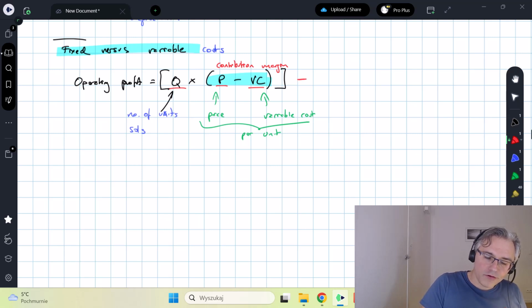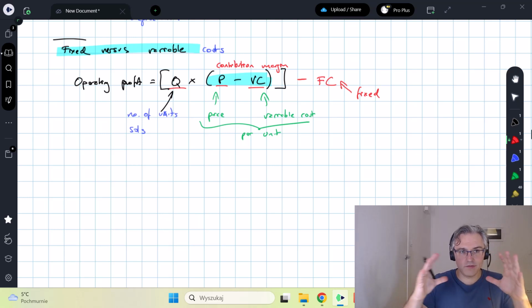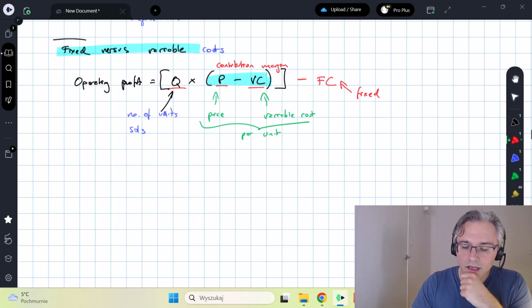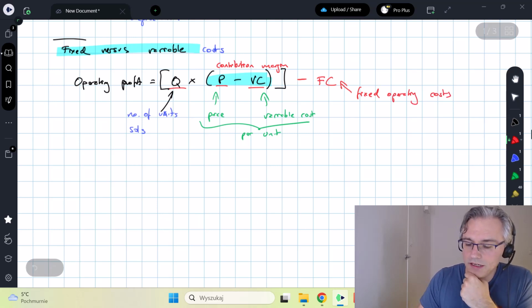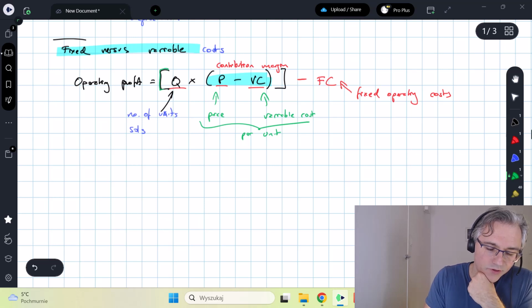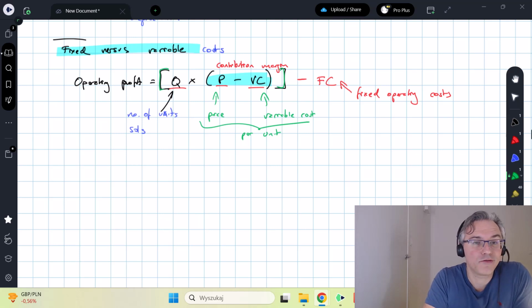So operating profit also has to include an adjustment for fixed operating costs. And these are not expressed on a per unit basis. They're sort of block lump sum fixed operating costs. And the idea is that what's in the square bracket should be higher than fixed operating costs if the company is obviously to generate some operating profit.